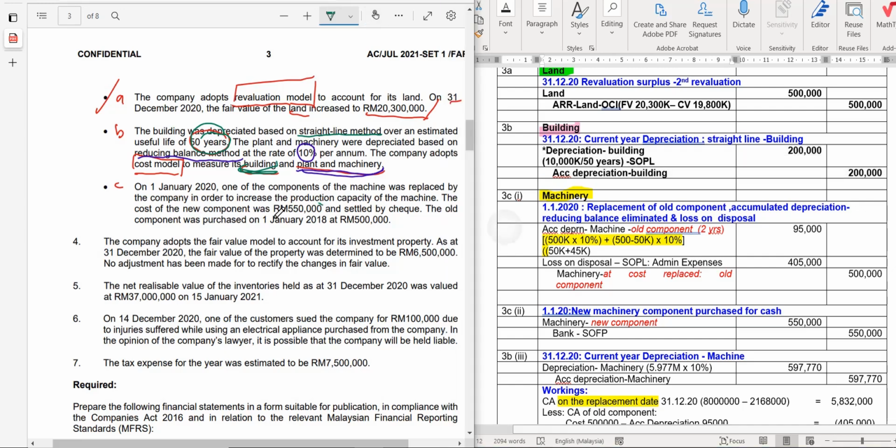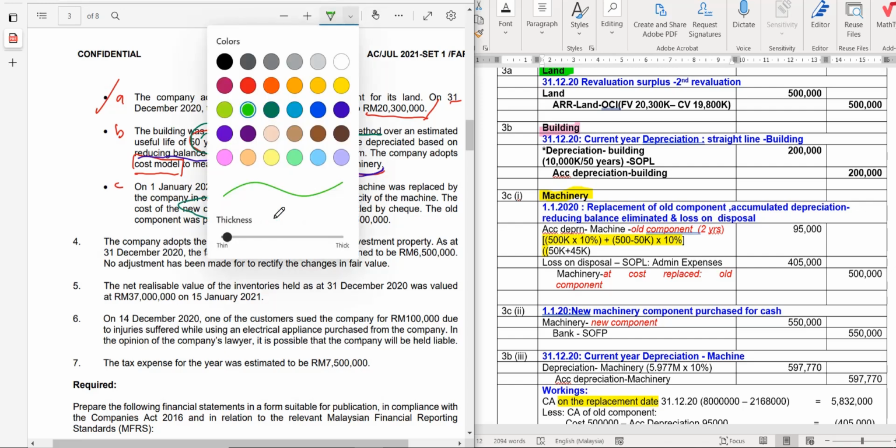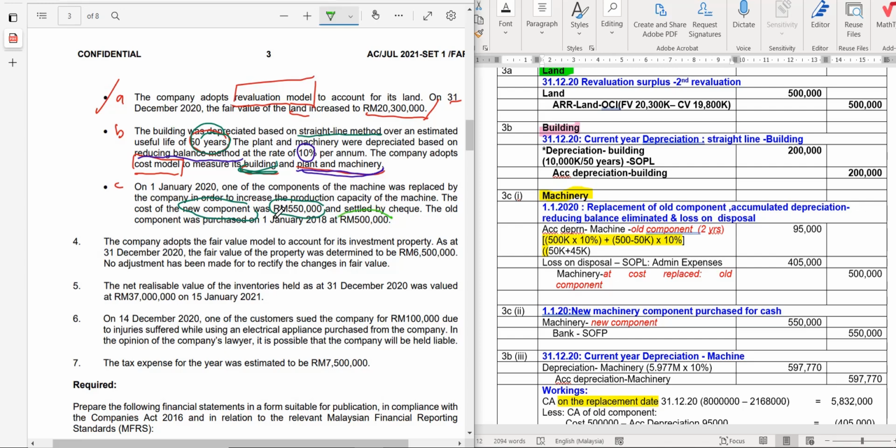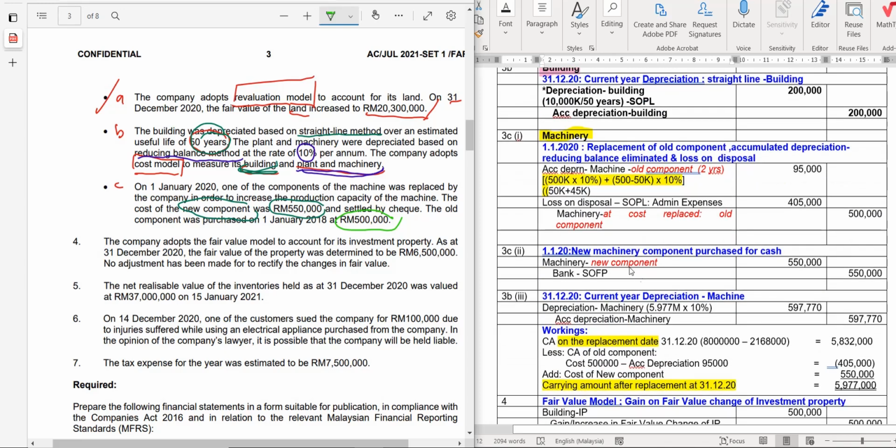The new component was 550,000 and the old component was 500,000. So the old component must be de-recognized or removed, and now you will give way to the new component. What you need to do is find out how much the depreciation is. How do you record this in terms of the journal entry? I provided it here. For the first item, you need to replace the old component with the new one.